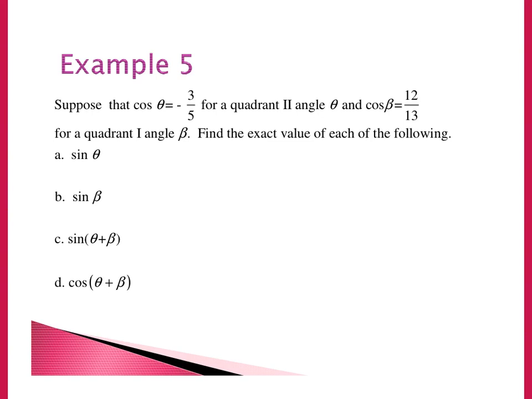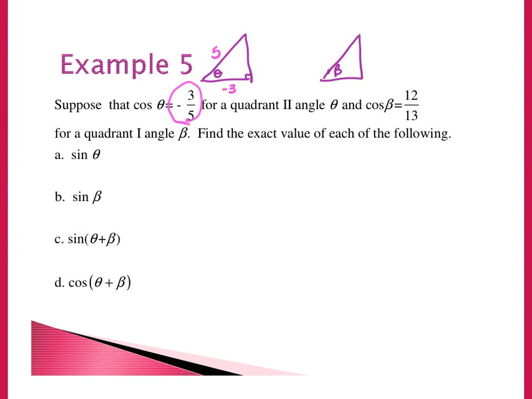And there's actually two different triangles happening here. One in which I've got theta in the corner, and one in which I've got beta in the corner. So if the cosine of this one is negative 3 over 5, where's the negative go? On the 3, because the radius or the hypotenuse is never negative. So this would be negative 3/5.